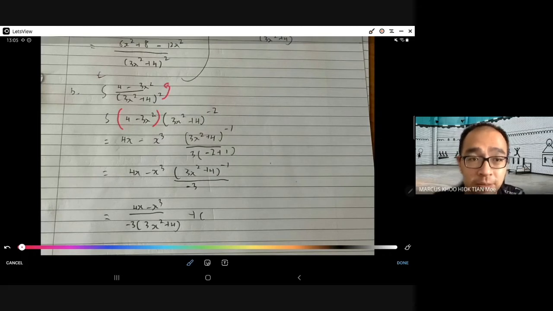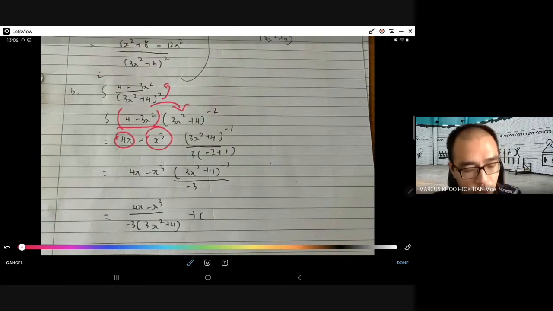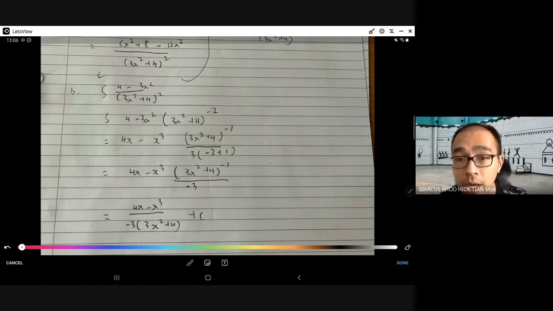So this is a big problem, because if this whole thing has to multiply with this, then you cannot separately integrate it like this. Okay, so it's a huge problem. So one of the things that we need to remember, and this is a very common paper 2 question now.